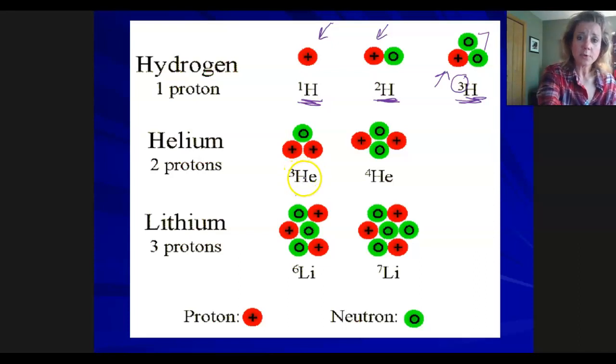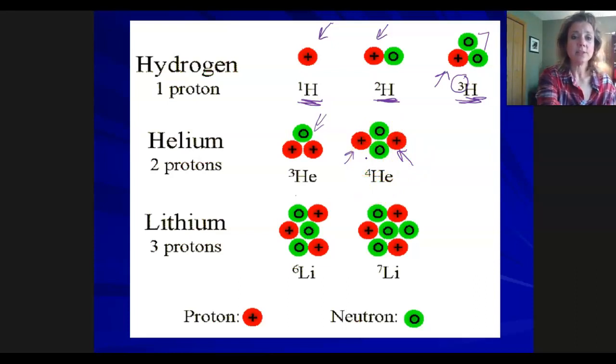So helium-3 has 3 particles in the nucleus. 2 of those particles must be protons because that's the atomic number of helium. The third one is a neutron. In helium-4, we have 4 particles in the nucleus. 2 of them must be the protons because it's helium, and then the other 2 must be the neutrons.